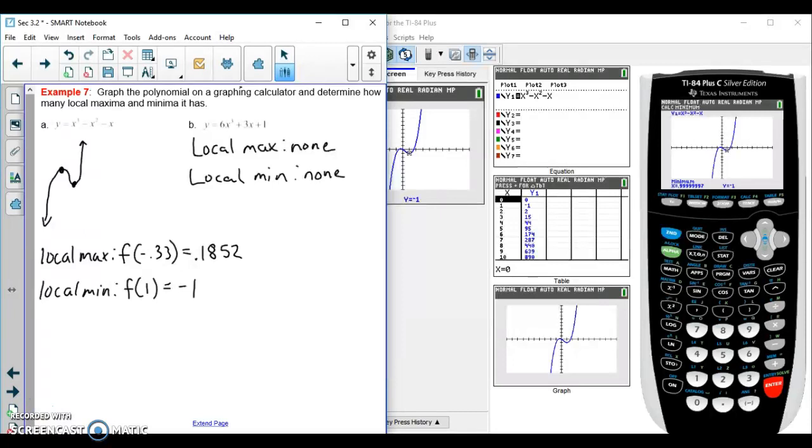For B, see if you get these local max and mins to be none. Your graph should look like this when you sketch the graph. Double check it, see if that's what you get. We're not going to do example 8 today, but if you have any questions, please highlight them and you can begin working on your 3.2 homework.